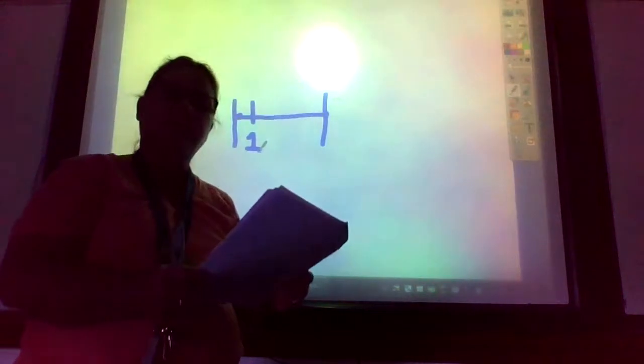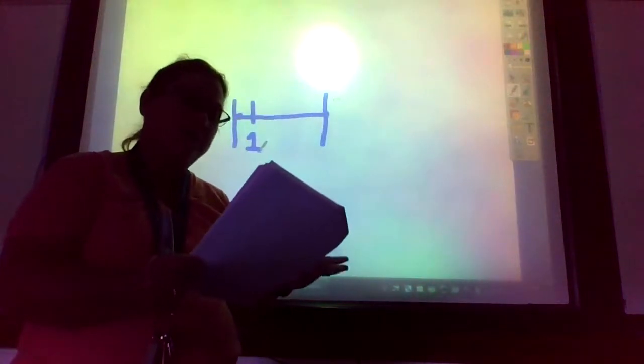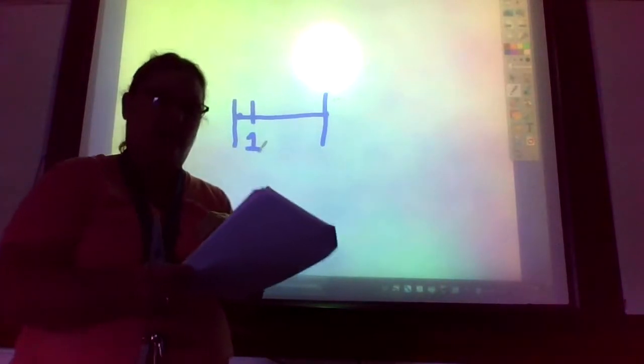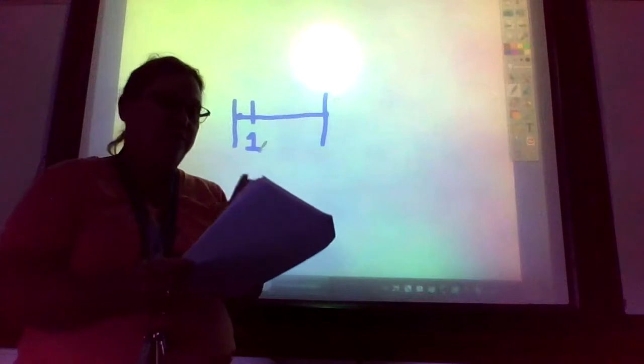Okay, so for the eraser, it says it is about 4 centimeters long. If you got 3, 4, 5, probably 4 or 5, then you probably measured pretty close to it. Okay, the calculator, it is about 6 centimeters long. Okay, so I want you to try to get real close to that 6. That was the answer.